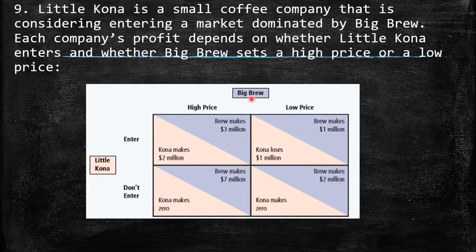So then we have here Big Brew. They have two strategies: high price or low price. And here Little Kona, they have a different strategy because it is small and it's planning to enter or not enter. These are the two decisions.